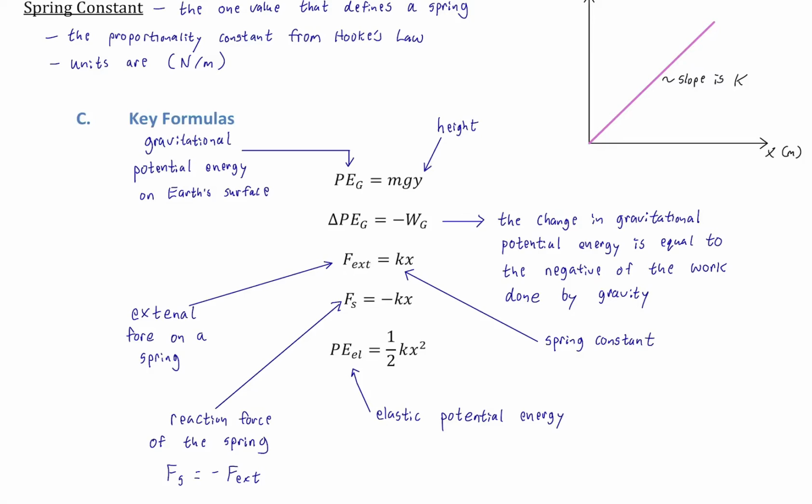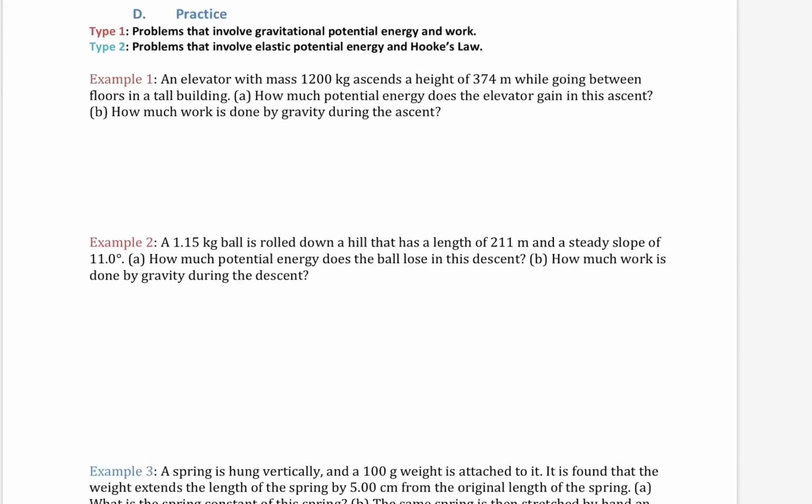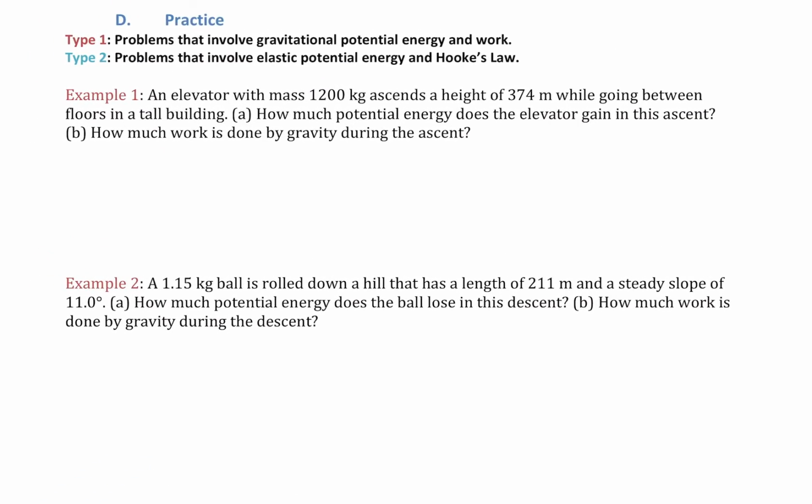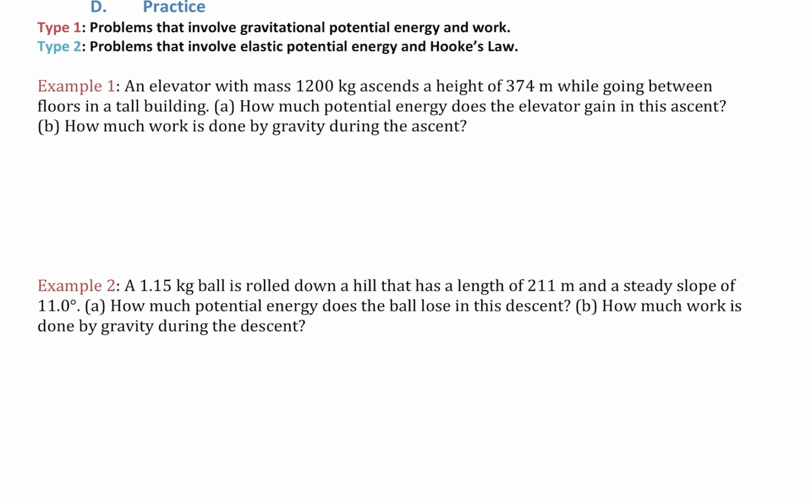All right, let's do some examples. There's only two types of problems: problems that involve gravitational potential energy and work, and problems that involve elastic potential energy and Hooke's law. That's it, right? We just kind of have the two types here. It's a pretty simple lecture.